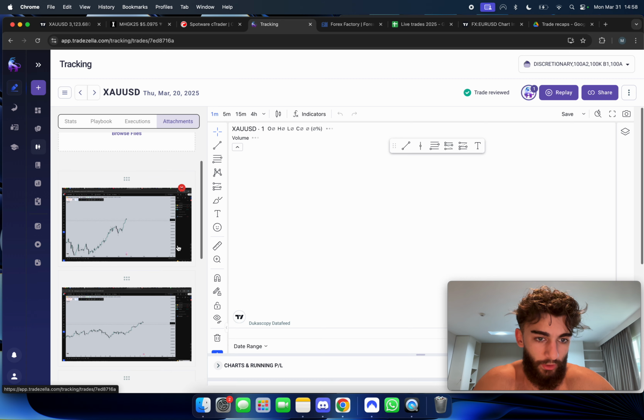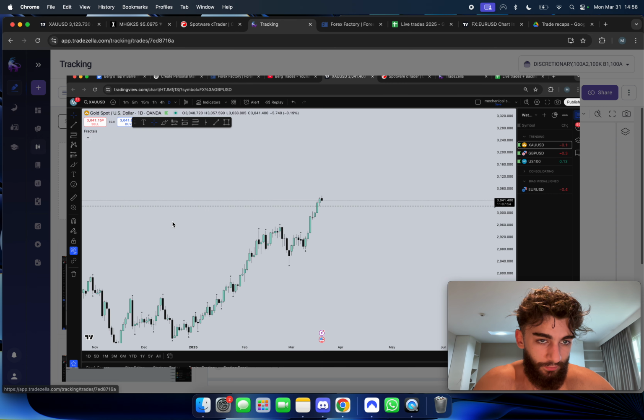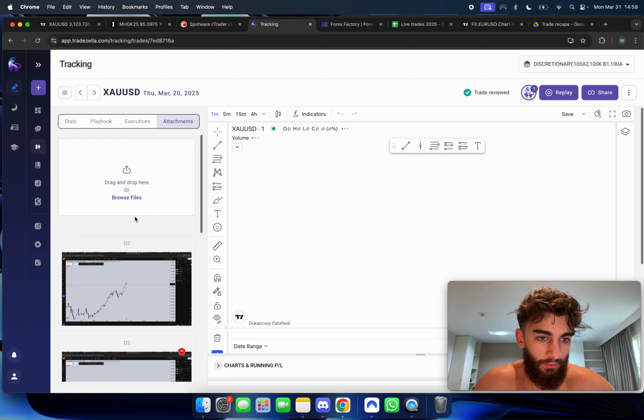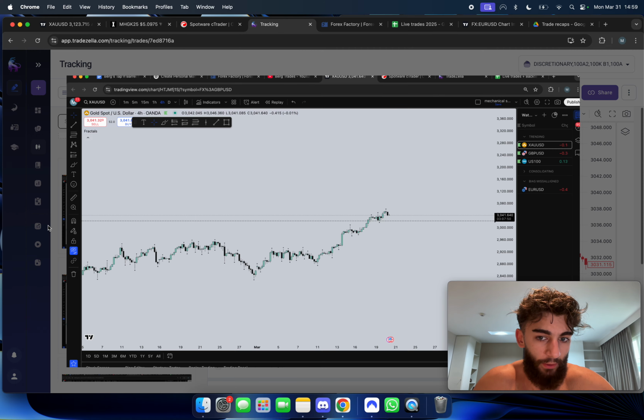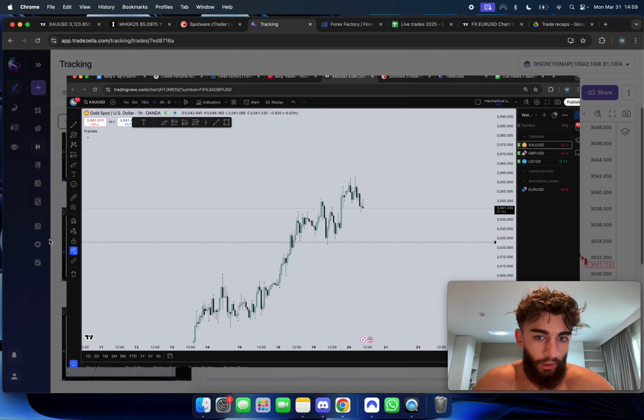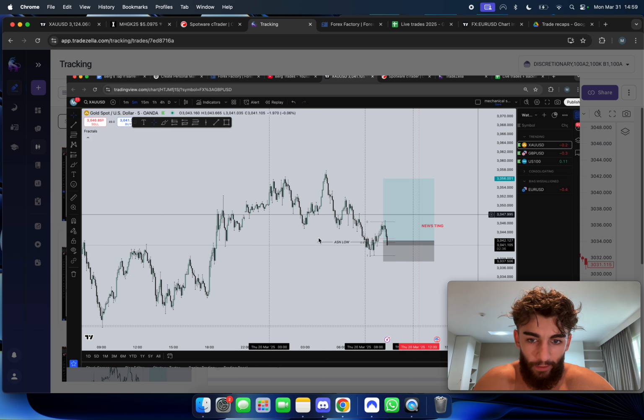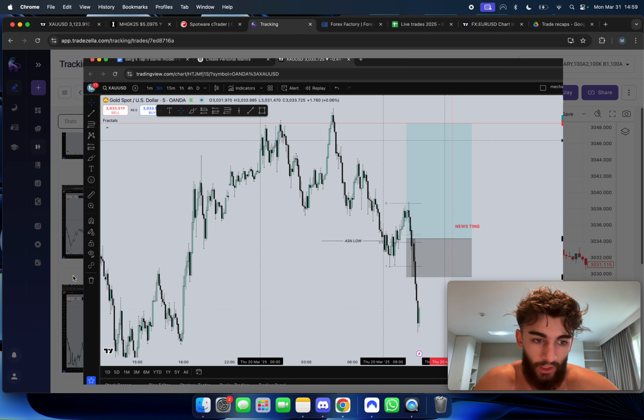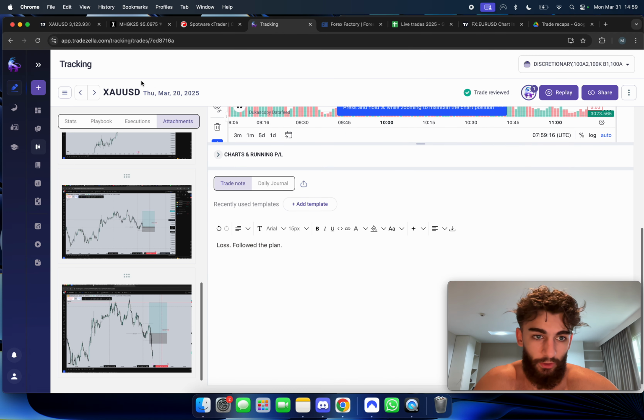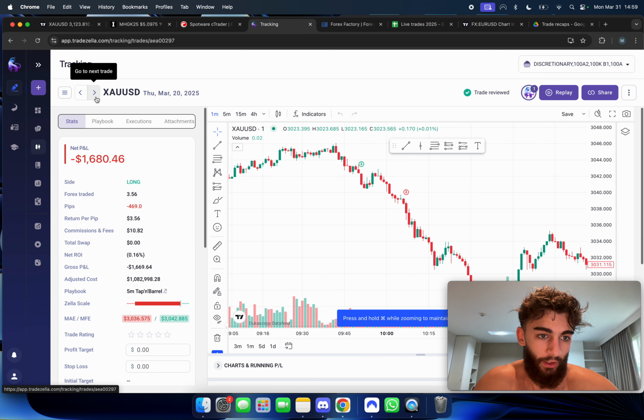Gold on the 20th of March. What have we got here? Daily bullish. 4 hour bullish. 1 hour bullish. Entry here. Asian low taken. Fake out occurred right there. 5-minute breaker structure, obviously. Retrace on the fib tool. There was news at 12:30 I've marked. Straight loss on this one. Loss followed the plan. Nothing else to really add on there.